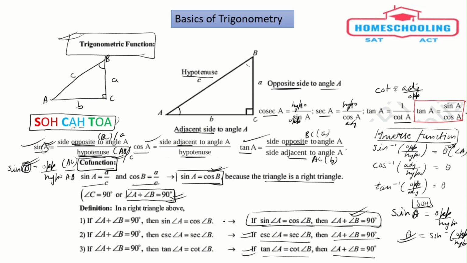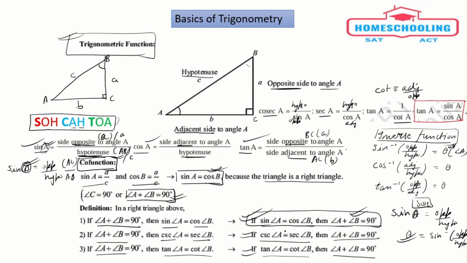Similarly, the inverse of that is also correct, that in a right triangle, if angle A plus angle B is 90 degrees, then sine A is equal to cos B. If angle A plus angle B is 90 degrees, then cosecant of angle A would be equal to secant of angle B. Similarly, for this, tan of angle A is equal to cot of angle B. So mostly questions are asked from this one, but you have to remember these two other co-functions as well.